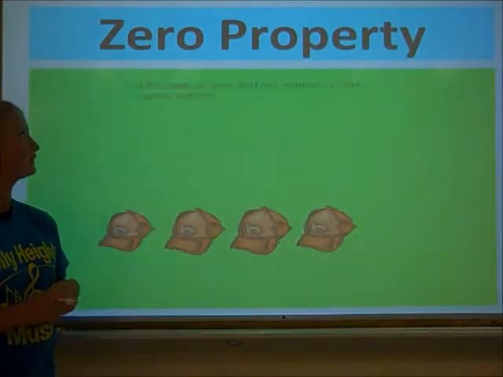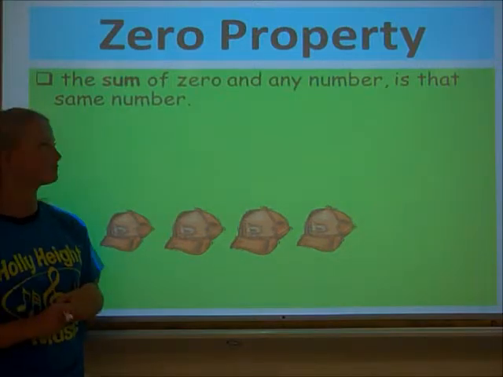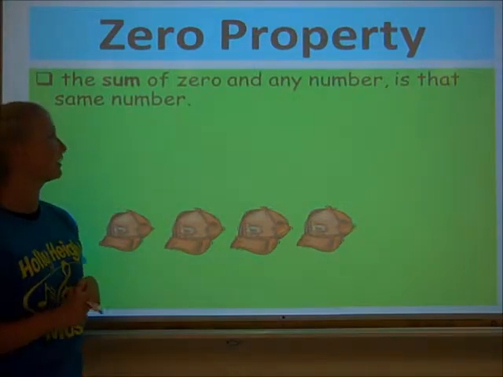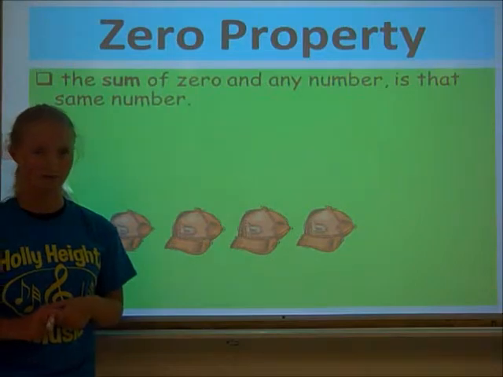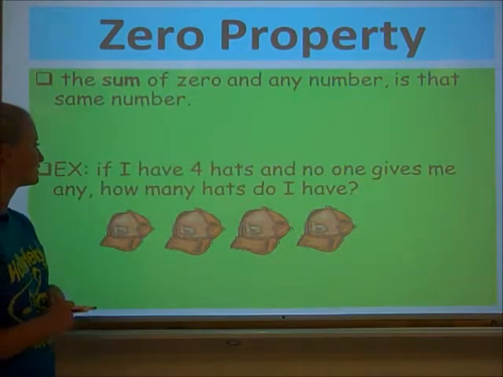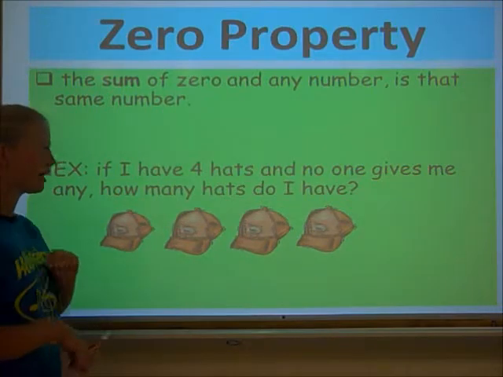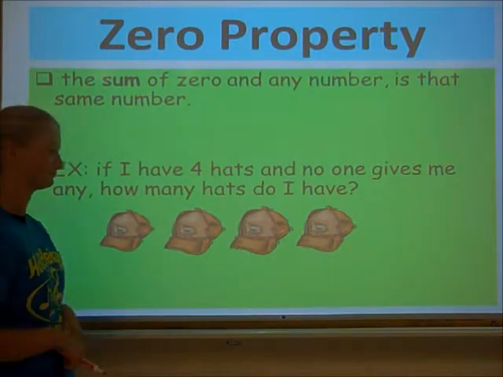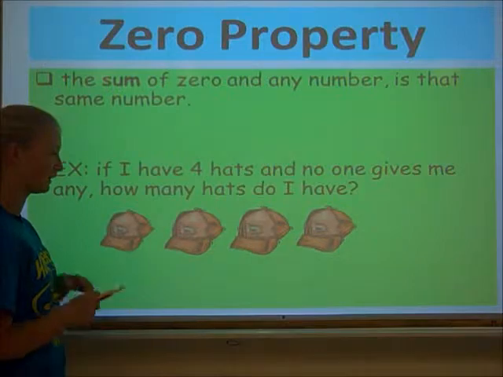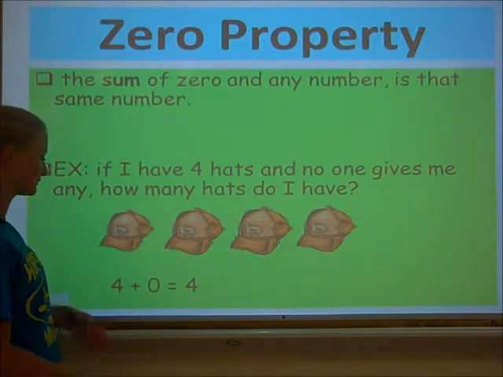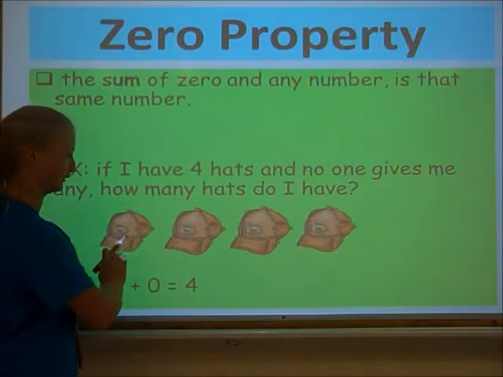And the next property we're going to learn is called the zero property, which says that the sum of 0 and any number is that same number. So if I have 4 hats and no one gives me any more, how many hats do I have? I have 4, because 4 plus 0 equals 4.